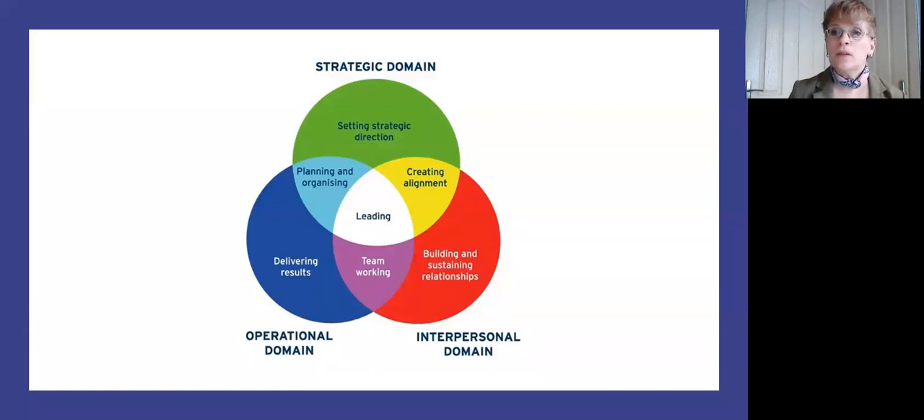And when the operational or functional domain and the interpersonal or relationship domain cross over, we have teamwork and team building. We work on relationships in order to get results. In the midst of all of these domains or spheres, we have leadership. My best image for that.